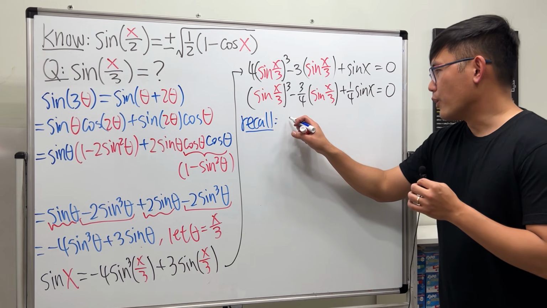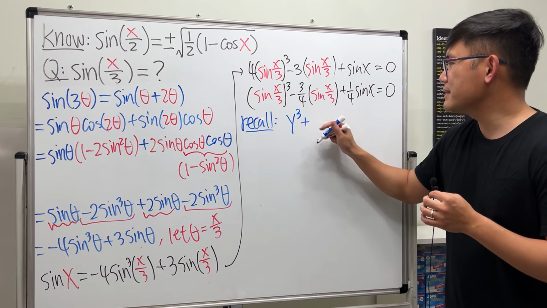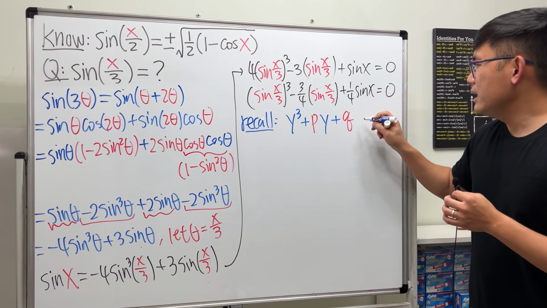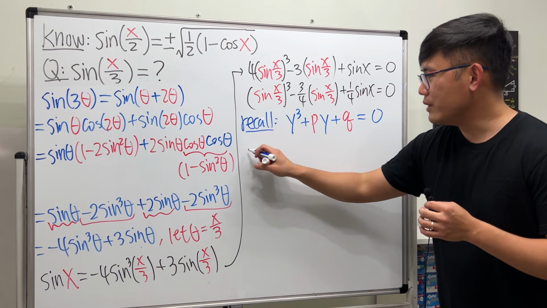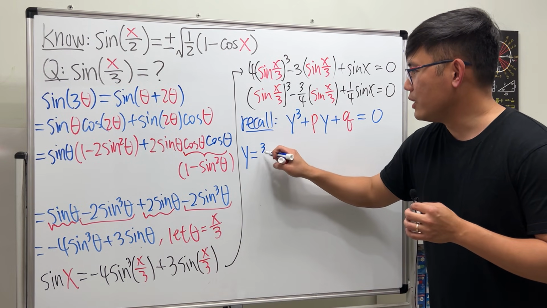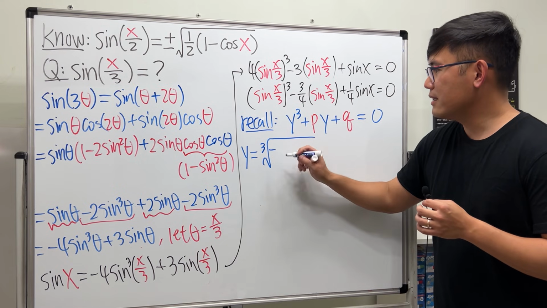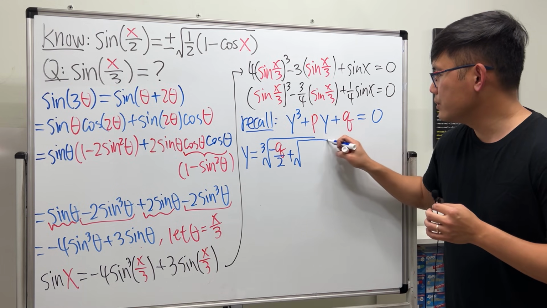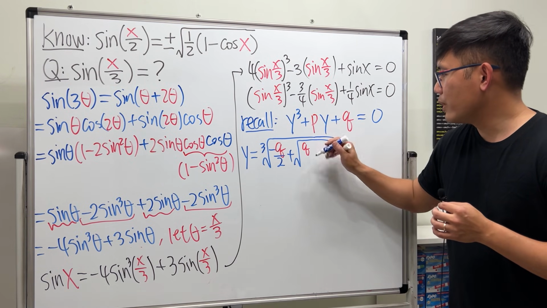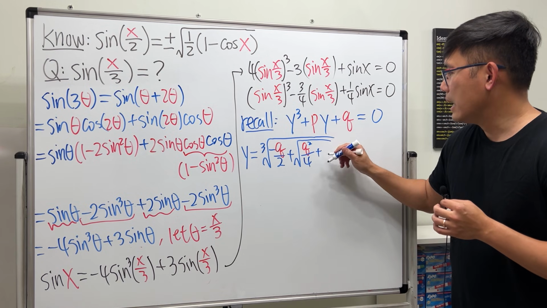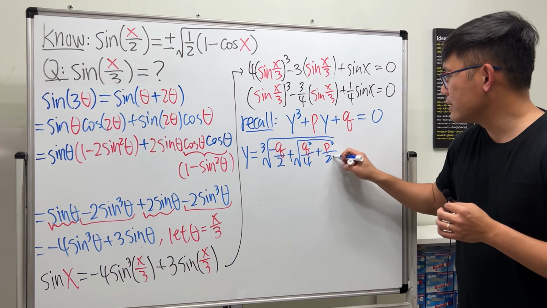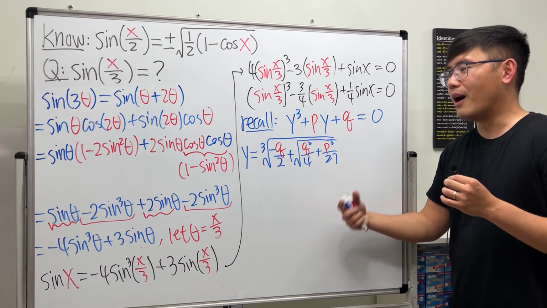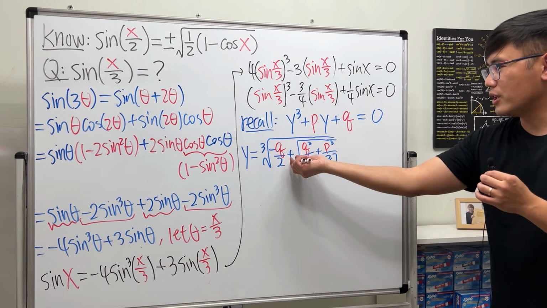Let me use y. When we have y to the third power plus p times y to the first power plus q, if this is equal to 0, then we know that y is going to be the cube root of minus q over 2 plus the square root of q squared over 4 plus p to the third power over 27. As long as you remember this part, you are good to go, because the other part is just the conjugate, so just change that to a negative.